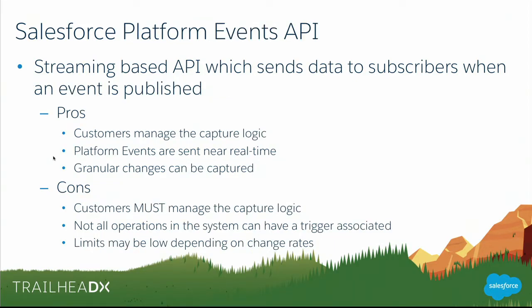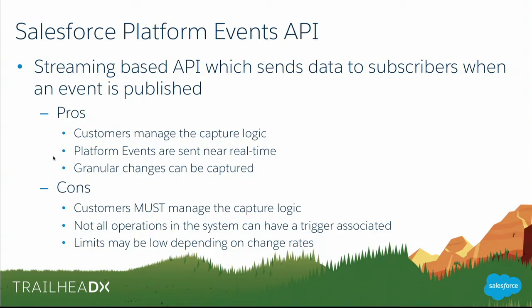And finally, we have the Platform Events API. This is what we released just in Summer '17. It really allows you to get much more granular and to send this data out. You manage the capture logic. You create when the event gets sent, so you have full control over that. They're sent near real time in under a couple seconds, and the granular changes can definitely be captured. However, because you have to define it, that means that it's up to you to trigger when changes happen.